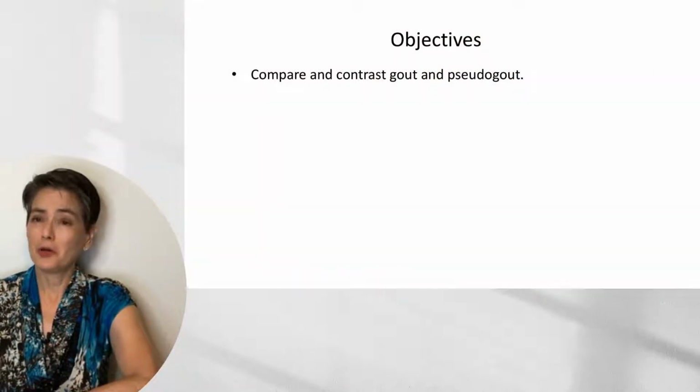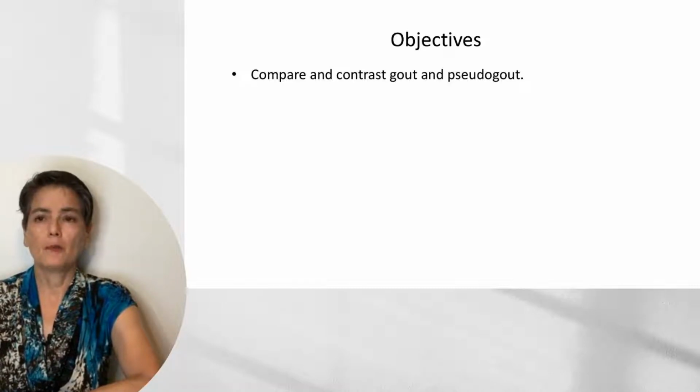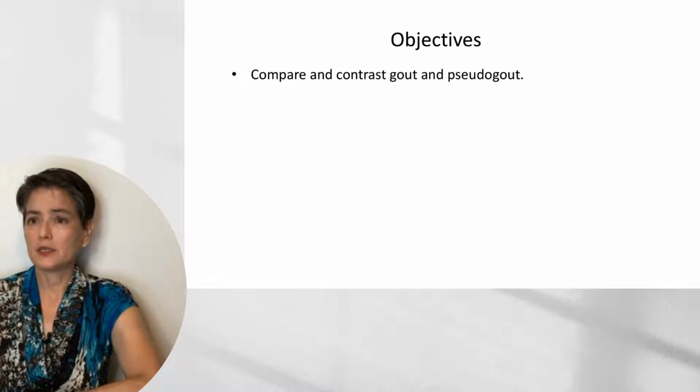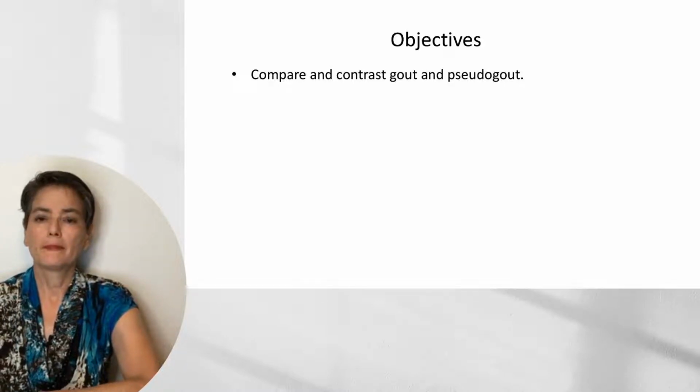But to be honest, I'm mostly going to focus on gout, which has a very interesting pathophysiology, and which is fairly common, affecting about 4% of American adults, about 9 million people.